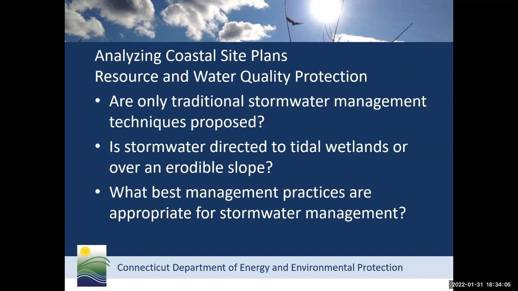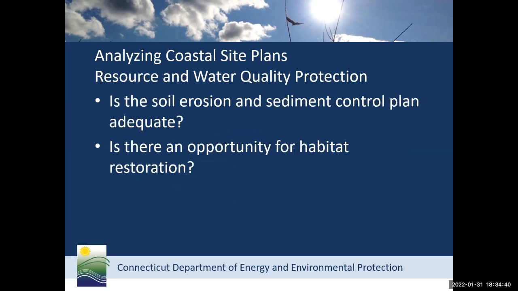Again, are they only providing traditional stormwater management techniques, or are they trying to incorporate some LID through minimizing impervious, and providing other options such as even rain barrels or rain gardens or bioswales or even just grass swales? Is the stormwater being directed to the resources? Because that's something, especially over a steep or erodible slope, that's a problem. And what best management practices are they proposing? Is there soil and erosion control? And is there any opportunity to improve?